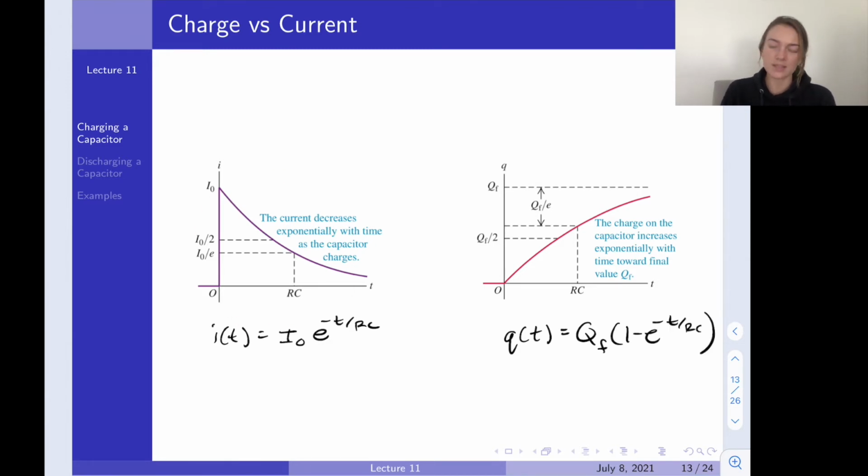So the current, we can see, is an exponential decay. It starts at t equals 0, jumps up to its maximum value, and then decays exponentially. The charge, on the other hand, starts at 0 and then gradually increases to its final charge here. So this is the difference between these two equations. One is decreasing with time, one is increasing with time.